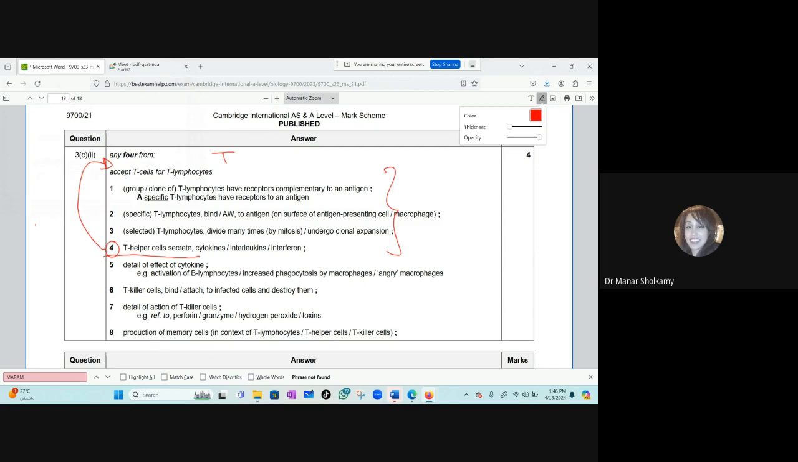Okay? So detailed effect of cytokine, functions of cytokines, we said it. The T killer cells, they bind and destroy pathogens, we said it. Detail of the action of the T killer cells, we said it. Production of memory cells, we said it. Any 4 of those has to be present for the examiner to give you a grade.